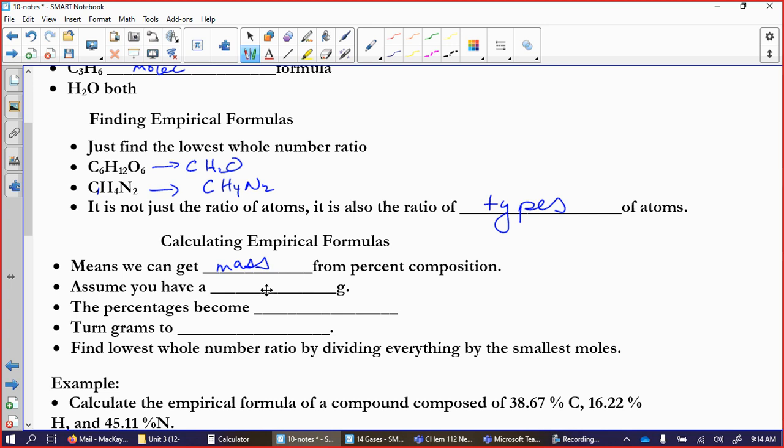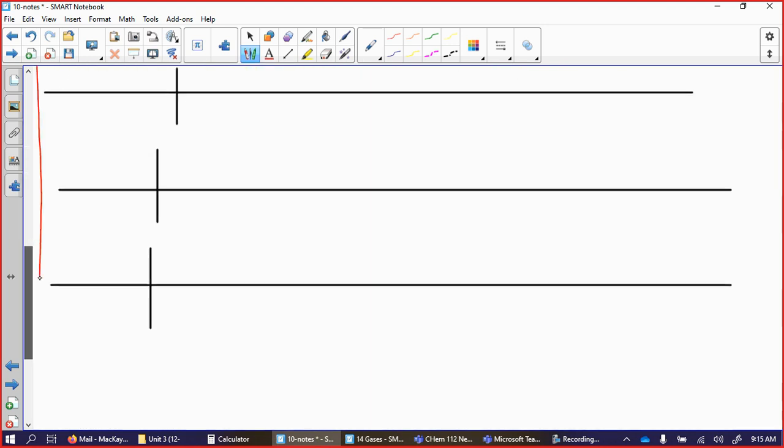So calculating an empirical formula, we have to get mass from a percent composition. If we assume we have 100 grams, if I have 33% carbon, if I have 100 grams of a sample, I have 33 grams of carbon. We turn percentage into masses, then we turn grams or masses into moles, and then we find a whole number ratio. So I've got 3 things set up here.